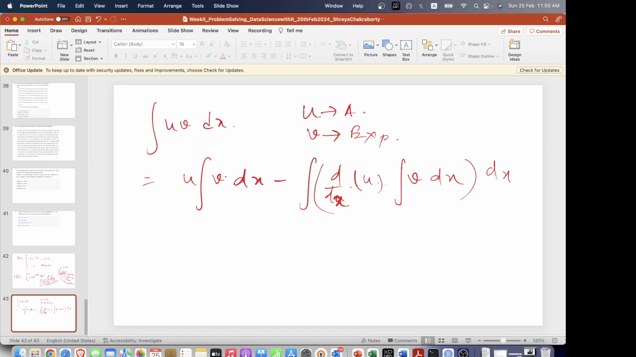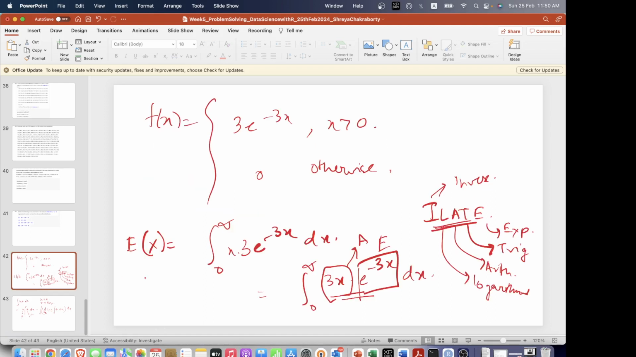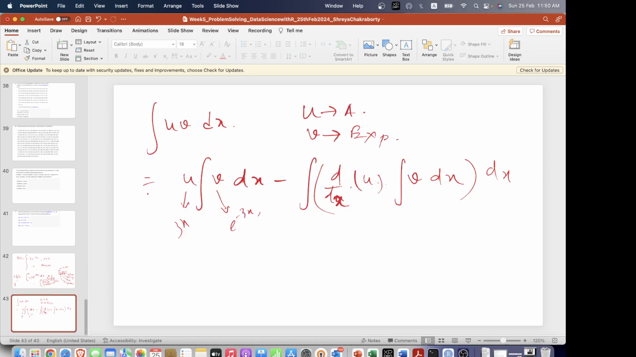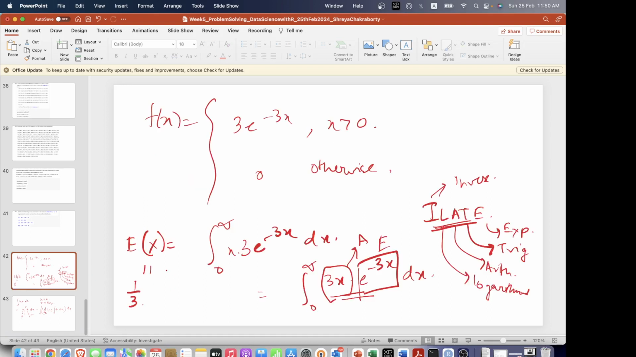So instead of u, you would put here x or 3x, and instead of v, you would put e to the power minus 3x. And after solving everything, you should get expectation of x as 1 by 3. Okay, ma'am. Just solve this exercise and try to see if you get expectation of x as 1 by 3 or not. Okay. Alright.